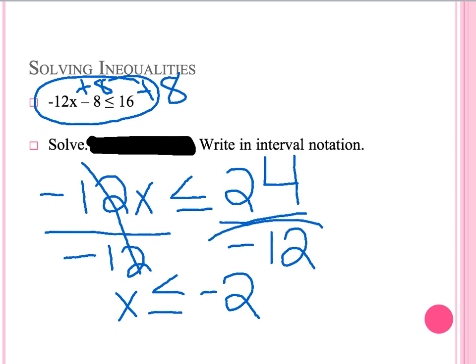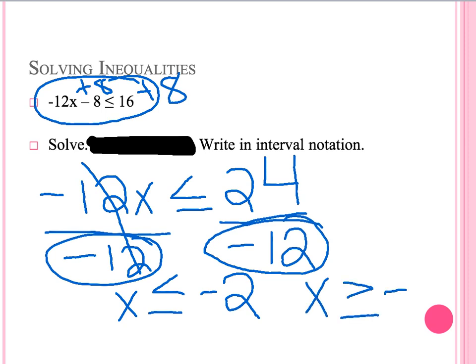Now remember, we divided by a negative number. So our last step will have to be to change our sign. So our final answer would be x is greater than or equal to -2.